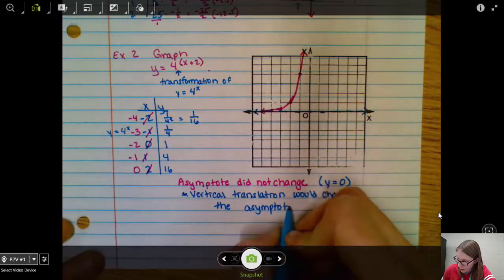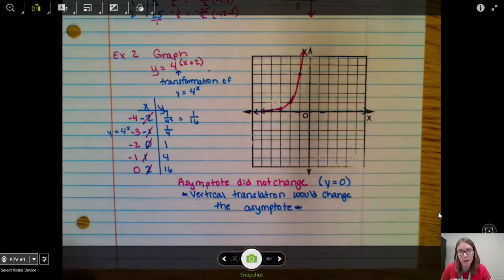Okay, so just keep that in mind as you are graphing exponential functions and transformations of them, that asymptote is only going to change if we have some kind of vertical translation, if our graph is translated up or down at all.